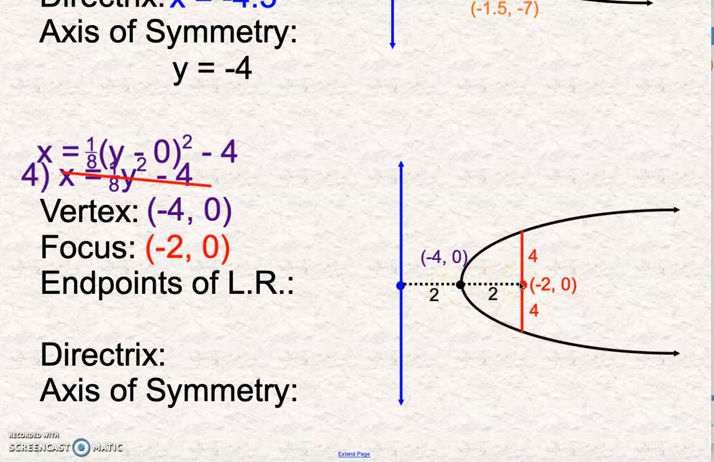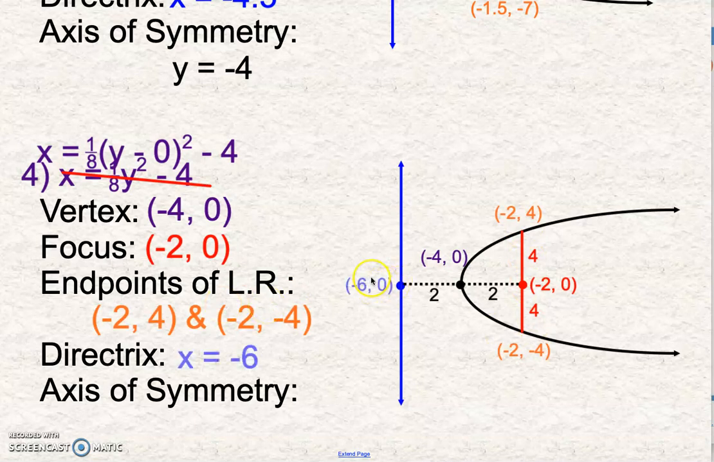Endpoints of the latus rectum, from this focus we go up 4 and we go down 4. The directrix, well, this directrix right here, if we're at -4, 0 and we go left 2, it's -6, 0. And finally, the equation of the axis of symmetry is y equals 0.